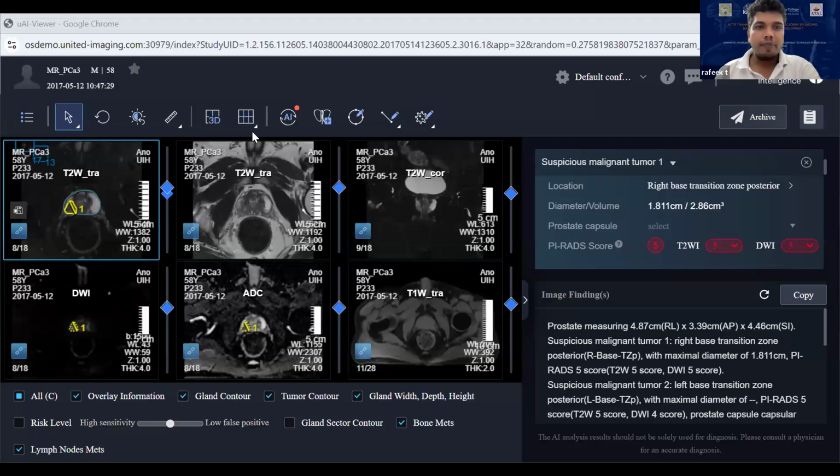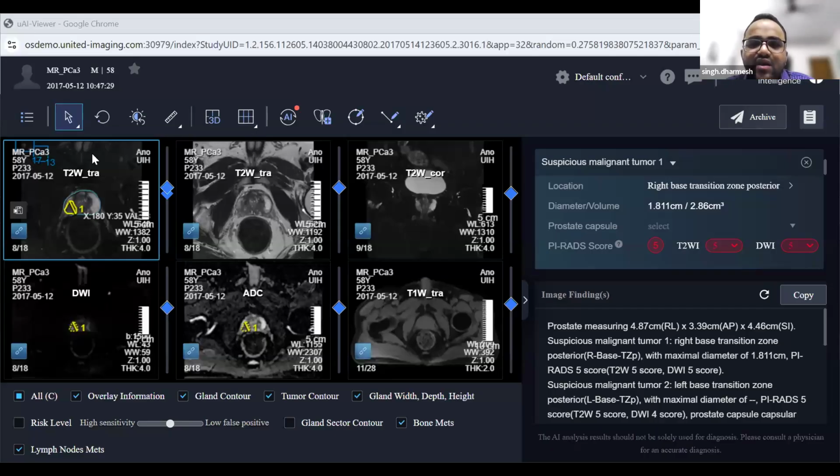Yeah, it's images. So this is the deep learning based tool which we have discussed earlier. This is a tool which a lot of radiologists are using. Just click on the patient which is acquired, and within a second the prostate gland and lesion are segmented, and it shows the largest diameter and also tells where the location is, like right base transition zone posterior.